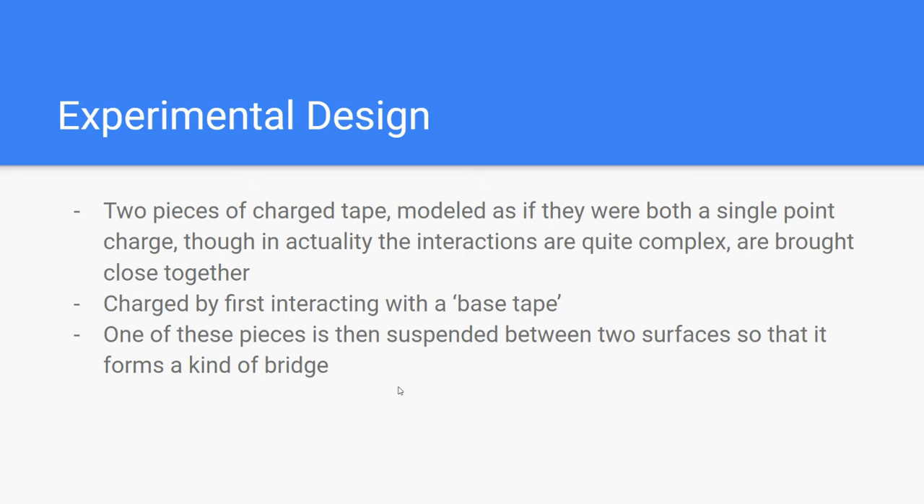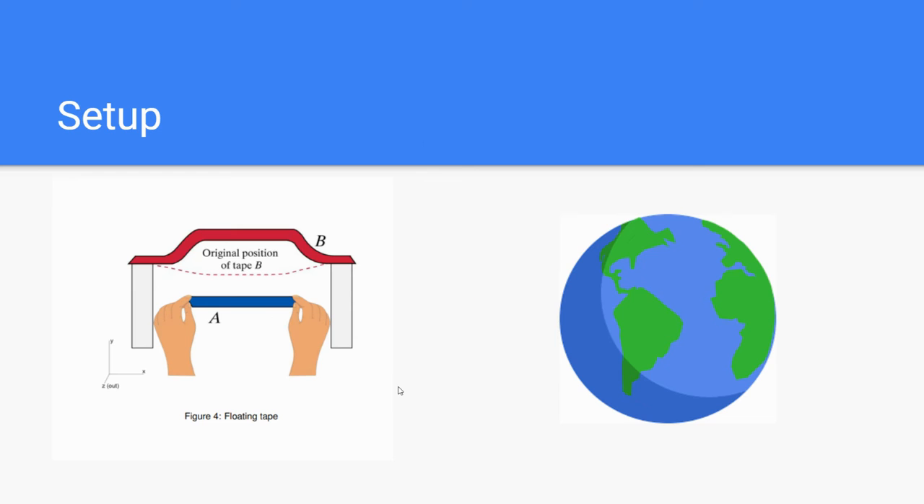And then one of these pieces is suspended between two surfaces so that it forms a kind of bridge, this kind of bridge right here. So charged piece of tape A and charged piece of tape B are in a system with each other and the Earth. If B is the piece of tape floating, the forces acting on B are the gravitational force from the Earth and the electric force upwards from the piece of tape A.